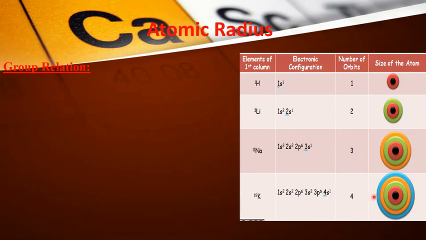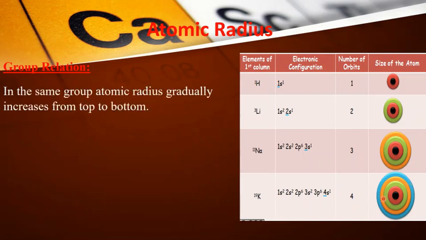And when we go from top to bottom, every time one shell is added. For rubidium, there are 5 shells. For cesium, there are 6 shells. And for the last element of group 1, francium, there are a total of 7 shells. That means when we go from top to bottom, one shell is added every time. That means the distance between nucleus and valence shell increases, resulting in atomic radius also increasing. So what is the group relation? In the same group, atomic radius gradually increases from top to bottom. Why?